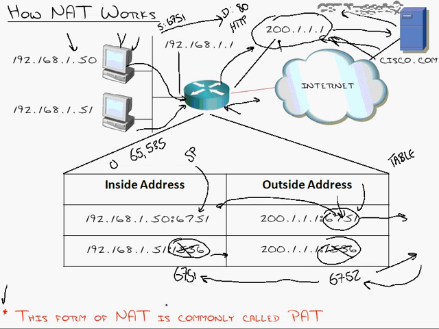This form of NAT is commonly called PAT. PAT stands for Port Address Translation, and now you know why it got that name. It's actually translating ports. It's using ports to make each one of these unique. And this system allows hundreds, if not thousands, of internal computers to share that public IP address using a 100 or 1,000 to 1 ratio. Now we're really conserving internet valid addresses.